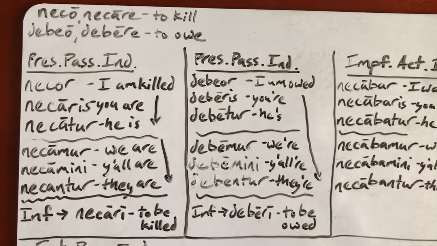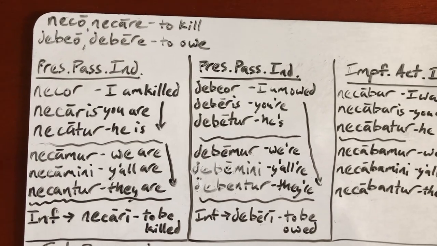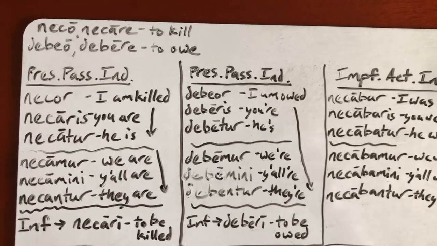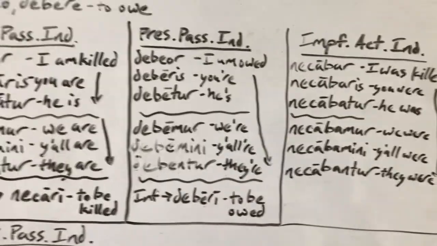So those are the first 2 charts. You'll have a first conjugation, then a second conjugation, and you will need to give the infinitives. Now the next chart will be an imperfect. Oh, I put active. I'm sorry.